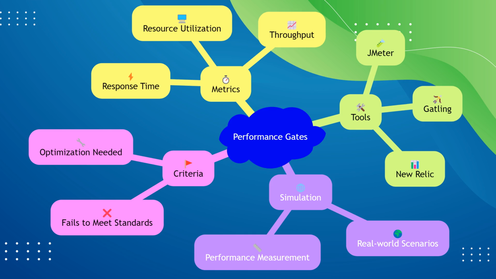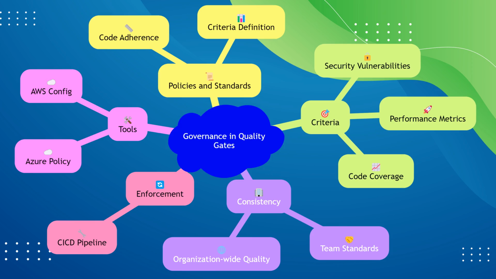Governance in quality gates involves setting policies and standards that the code must adhere to before it can progress. This includes defining the criteria for each gate, such as acceptable levels of code coverage, security vulnerabilities, and performance metrics. Governance ensures that all teams follow the same standards, leading to consistent quality across the organization. Tools like Azure Policy and AWS Config can help enforce these policies within the CI/CD pipeline.